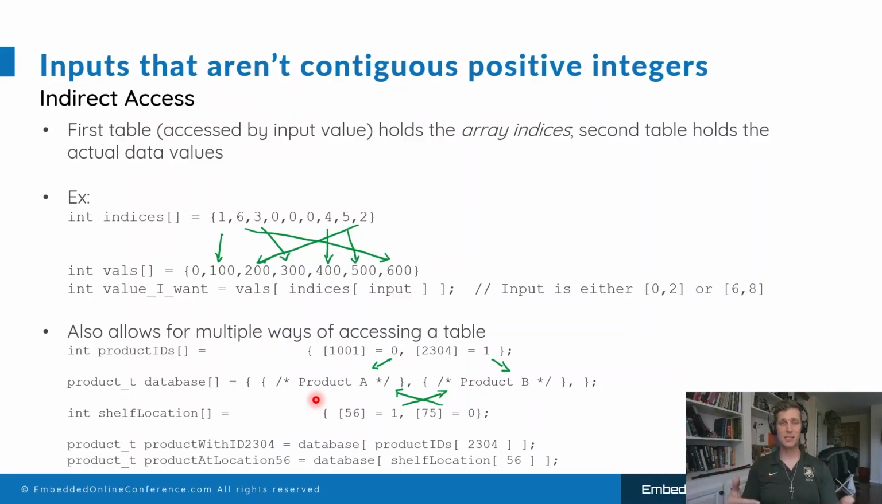Additionally, by accessing this table indirectly, I can have another lookup table that gets me product information based on something like shelf location. So now if I type in, hey, what's at shelf location 56, the result that I get is index 1, and that gets me product B. So I can access potentially a little database of information a couple of different ways.